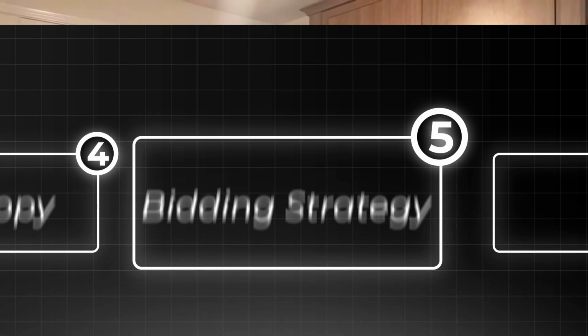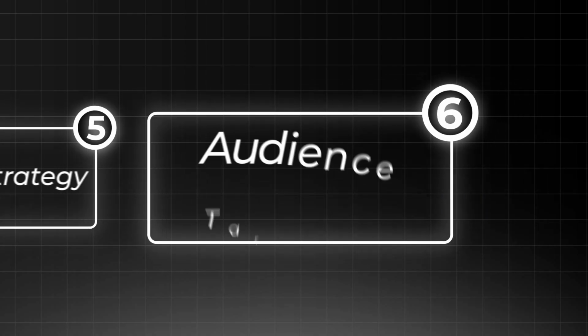Step 5, bidding strategy. A lot of the time we're going to rely on automated bidding because I'm not going to bid every minute, every second, right? There's no way I'm going to beat it. So what we need to do is leverage what Google's built.